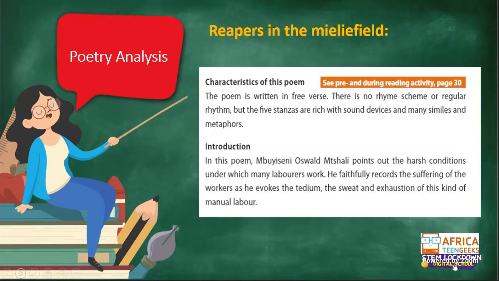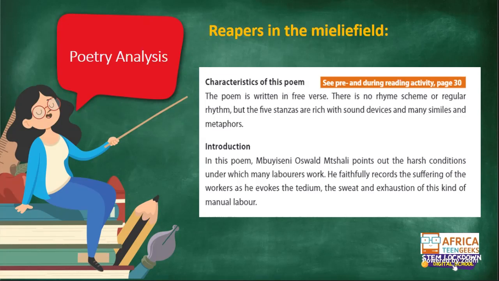Okay, so the characteristics of the poem that we're about to read and analyze today: this poem is written in free verse. And if you remember carefully, free verse poetry is poetry that does not have any specific rules, does not usually have any rhyme, Tyrese, but it can have a rhyme. So it doesn't follow any rhyme scheme. Okay, it can have a rhyme, but doesn't follow any rhyme scheme.